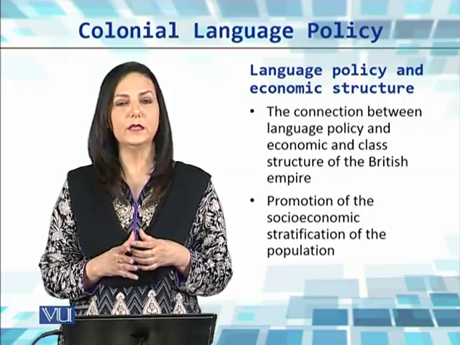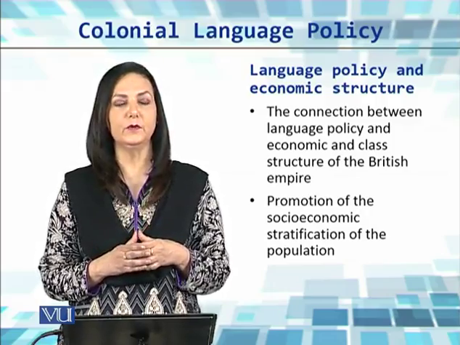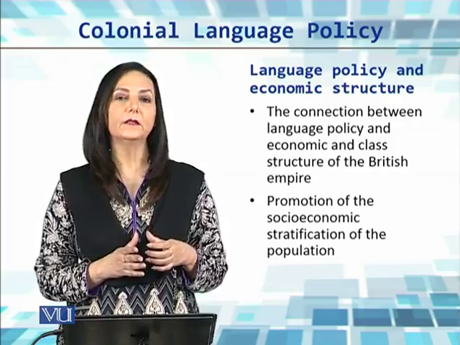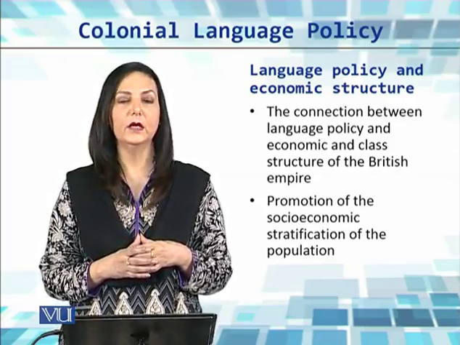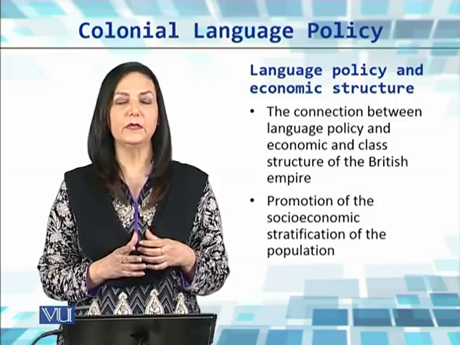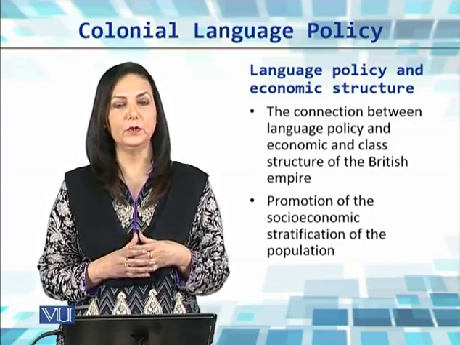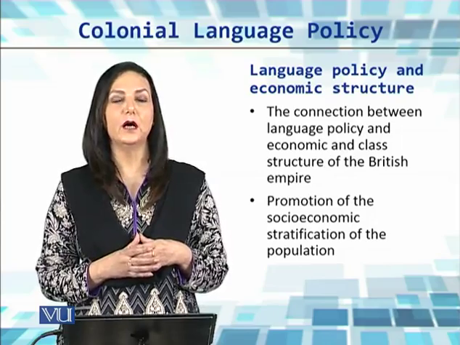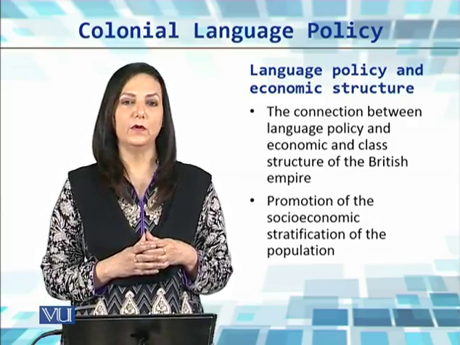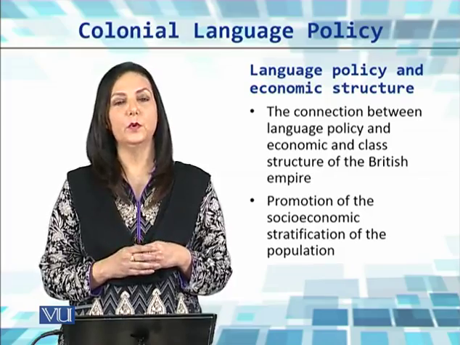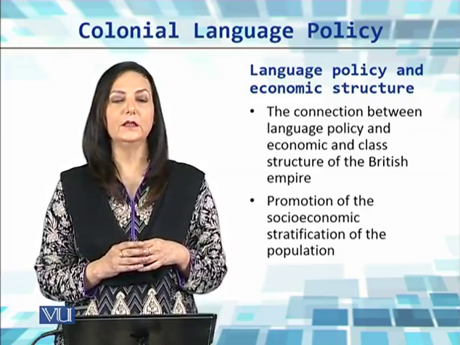The opposing uses that the English language had been put to, one being the use of English as an instrument of exploitation by colonizers, and the other the use of English as an instrument of resistance and liberation, played a very important role in the spread of English around the globe. These conflicting uses of the English language are linked with the British economic and class structure. One aim of the British Empire through education was to promote class stratification, or socio-economic stratification, in the colonies.